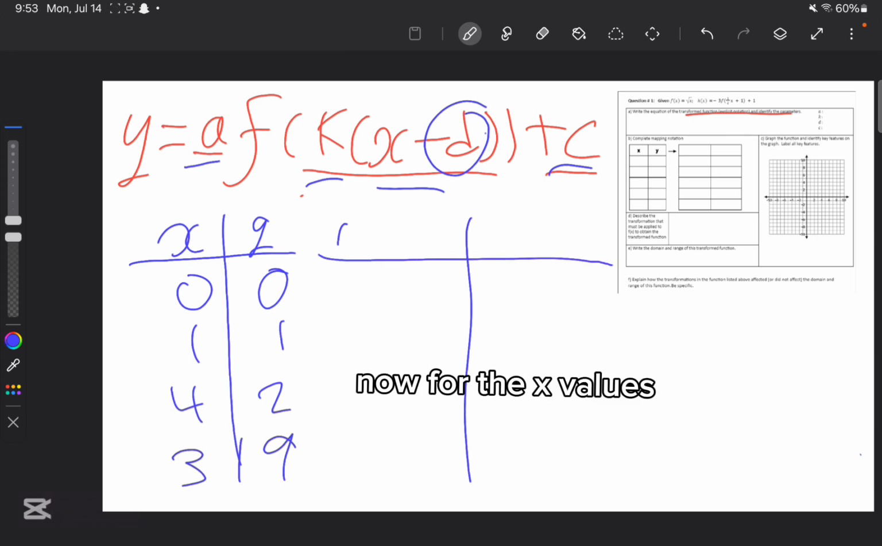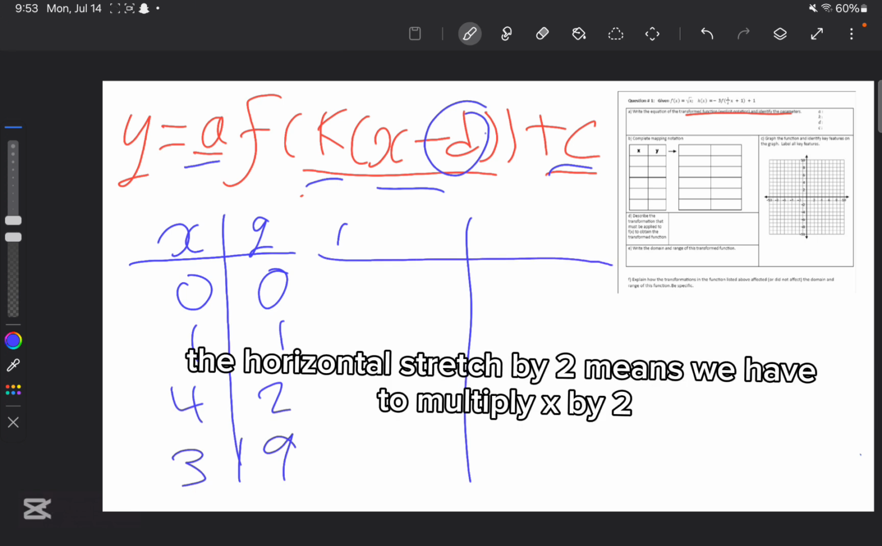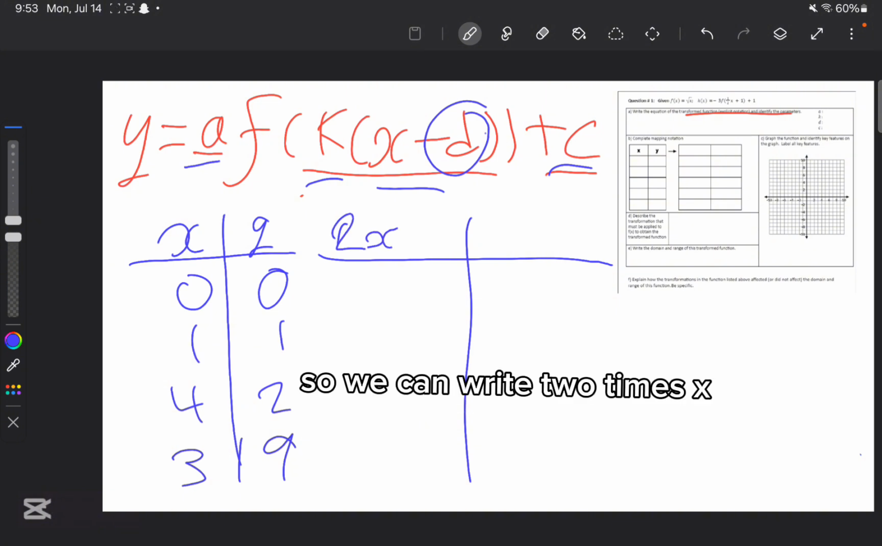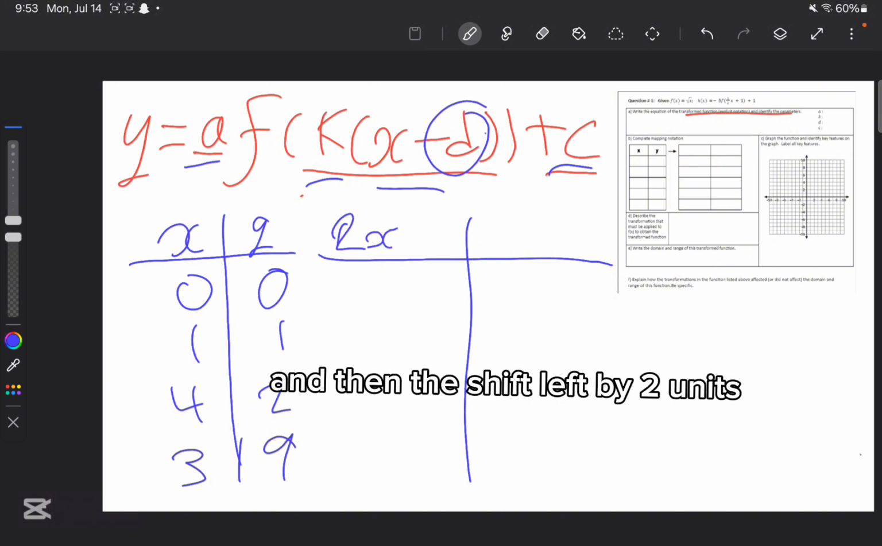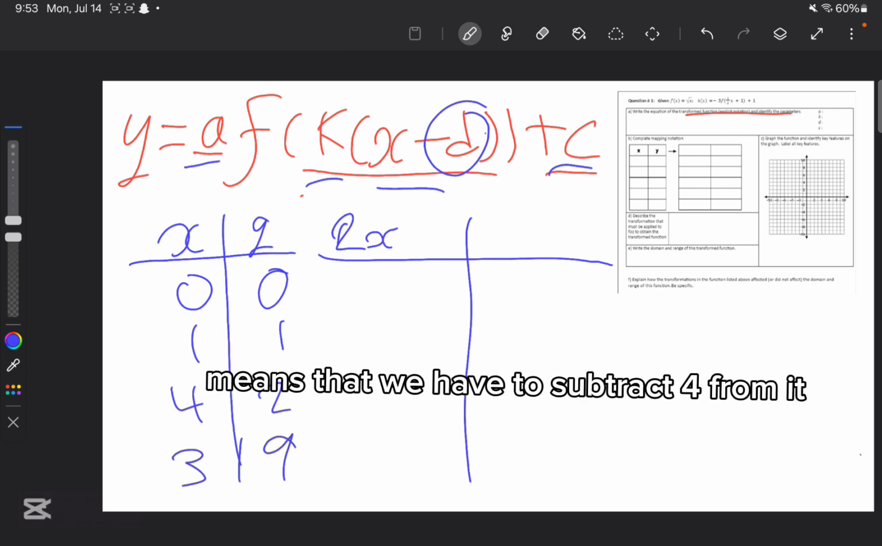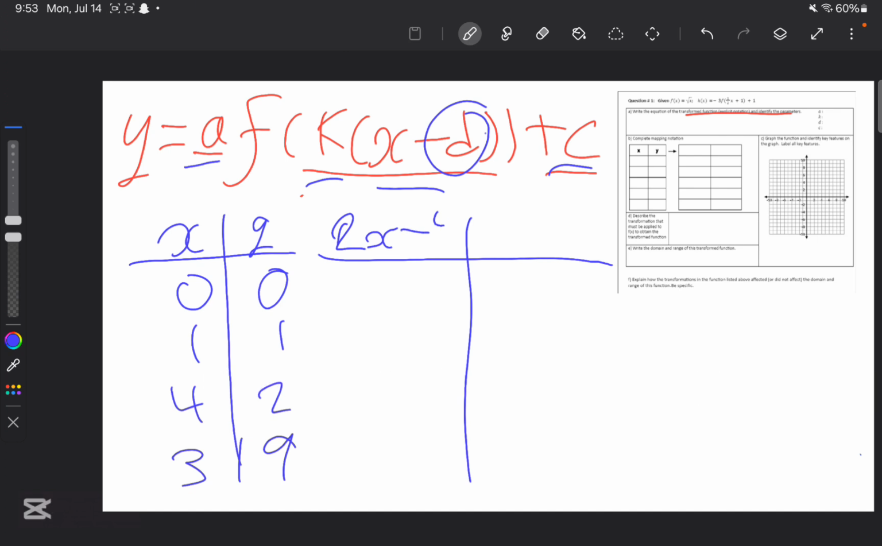Now for the x values, the horizontal stretch by 2 means we have to multiply x by 2. So we can write 2 times x. And then the shift left by 2 units means that we have to subtract 4 from it because we're starting from 0, 0.